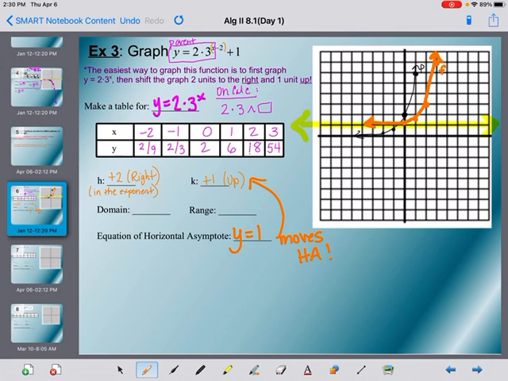My domain is still all reals. Always all reals for exponential functions. But my range is that my graph is living above that line, y equals 1. So my range is y values are greater than 1.